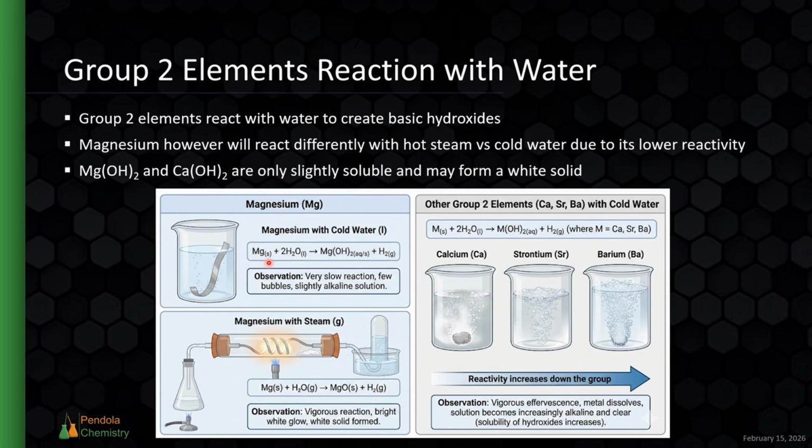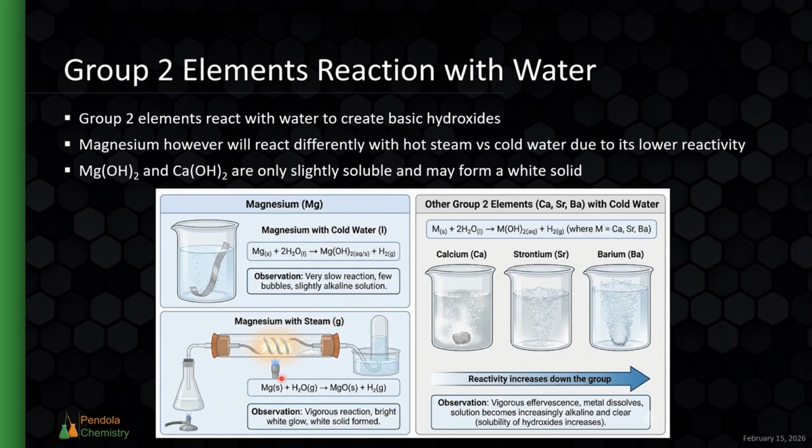So with cold water, magnesium undergoes the same reaction to create the hydroxide and hydrogen gas that the other metals do. This reaction is very slow, like we would expect, because it is the least reactive out of the metals that we usually talk about. Obviously, beryllium is a lot less reactive, but magnesium is the least reactive of the ones that we normally talk about. So we'll get some bubbles. The solution will be basic, as they are with all of these, because of the hydroxide that's being created. So we create basic solutions when these reactions happen.